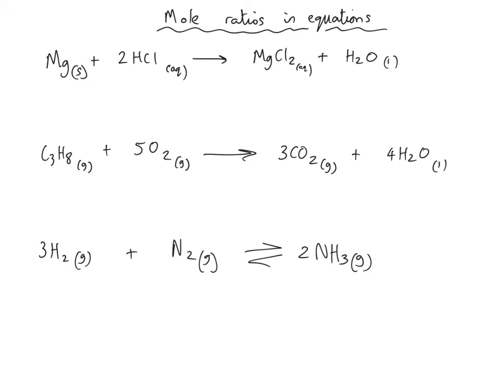So the first equation involves magnesium solid reacting with hydrochloric acid solution, making magnesium chloride and water. In the equation, the stoichiometric coefficients, that's the numbers in front of the formulae, are 1 for magnesium and 2 for hydrochloric acid. These coefficients tell you the mole ratio that these chemicals combine in. So take 1 mole of magnesium and react it with 2 moles of hydrochloric acid, and you will make 1 mole of magnesium chloride and 1 mole of water.